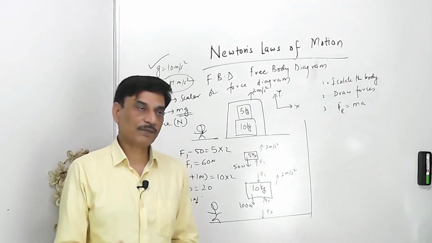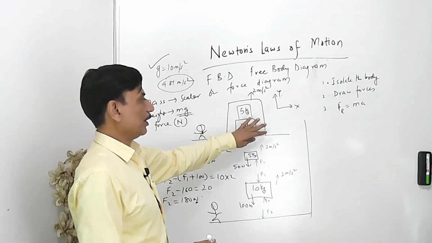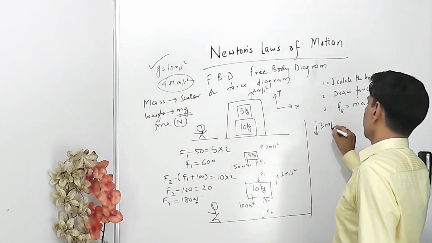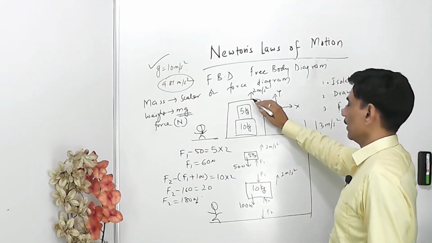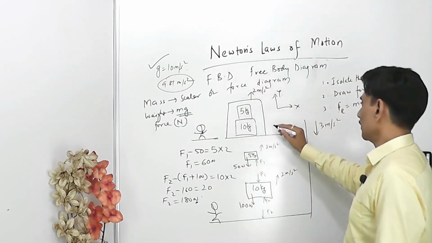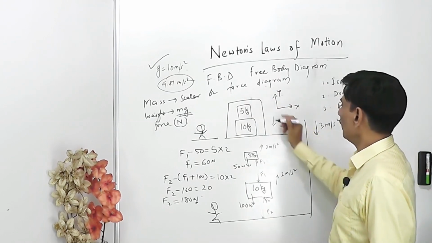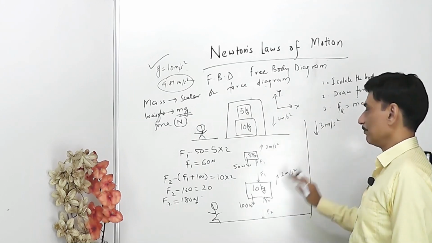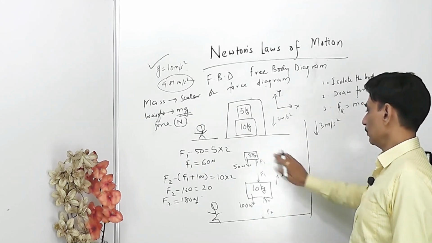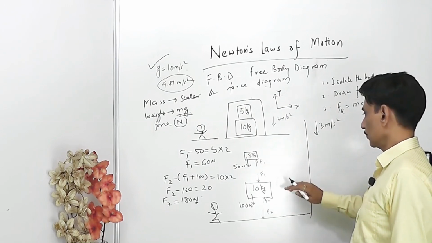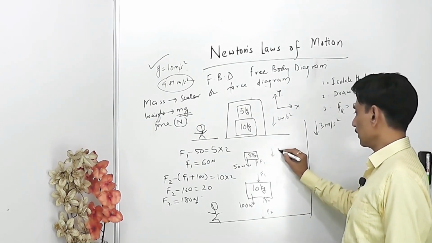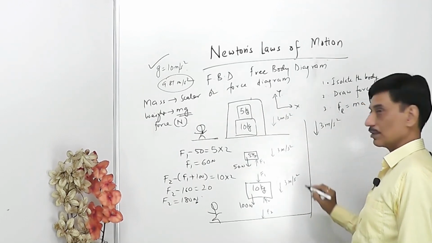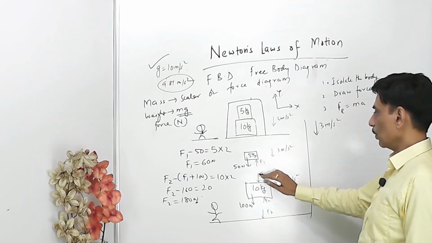Now let's say this elevator had been moving downward with an acceleration of, suppose, 3 meter per second square. Earlier we took 2 meter per second square going up. Now let's say it is going with 3 meter per second square in the downward direction. What are the forces F1 and F2? We remove this 2 meter per second square. So now it is 3 meter per second square in this case, and for this also 3 meter per second square. Now this is accelerating in the downward direction.